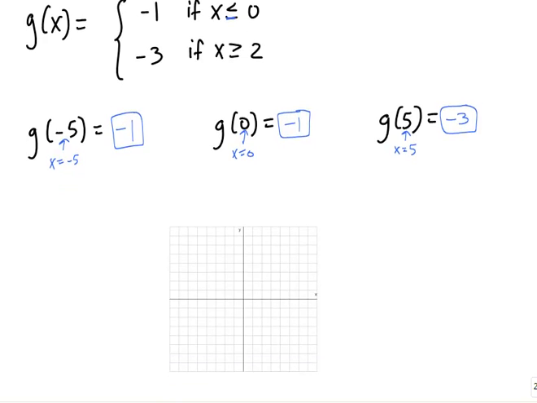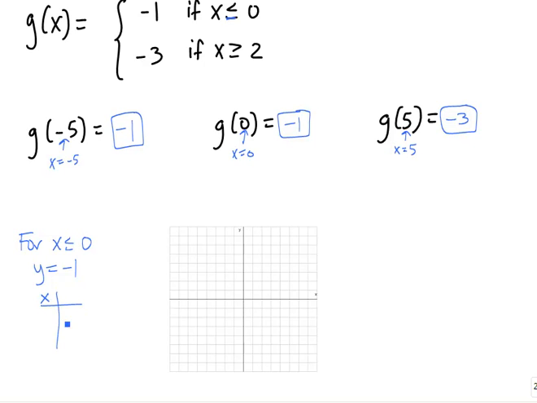Now let's talk about how we are going to graph this. So the first thing we're going to do is graph the top rule, and this was the rule for x is less than or equal to 0. So when x is less than or equal to 0, we're supposed to use g of x, which is y equals negative 1. So when x is less than or equal to 0, we're supposed to be graphing y equals negative 1. You can graph that however you like.